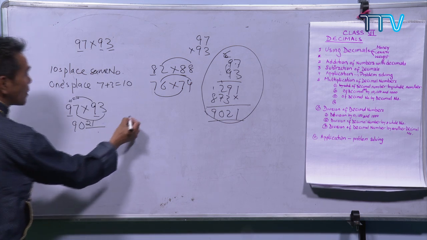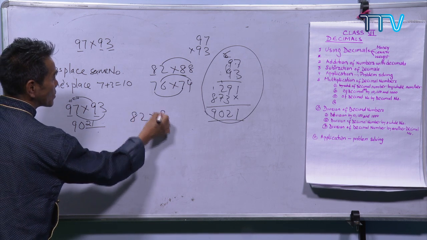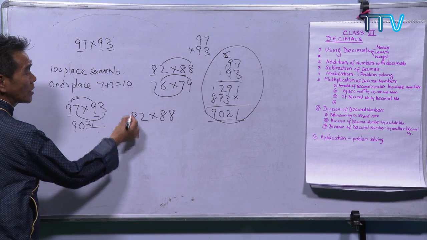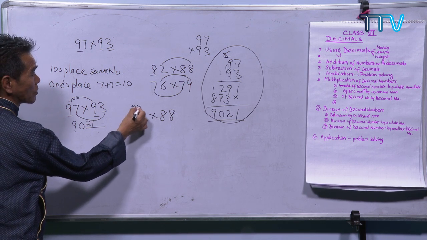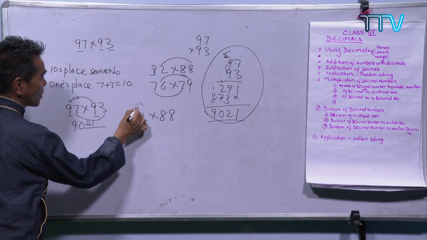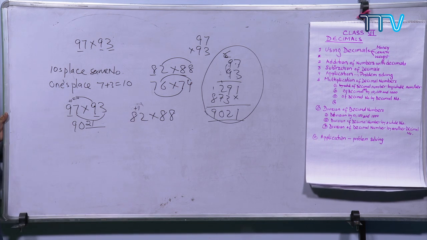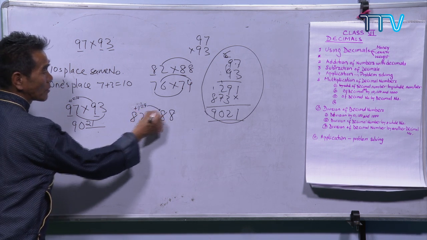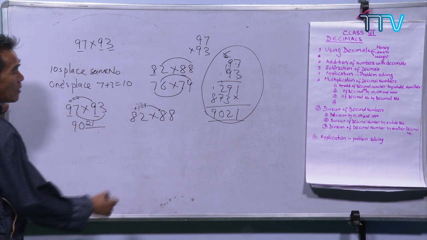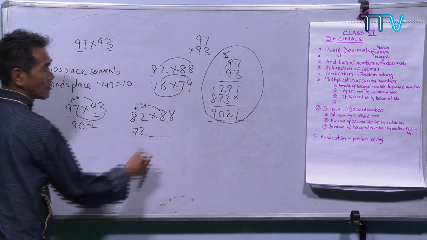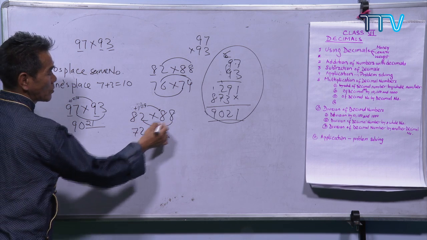For example, if I multiply 82 by 88, the units 2 plus 8 give 10, so the condition holds. So you get 8 plus 1, you always add 1 to the tens digit. So you get 9. 9 times 8 is 72. Now you multiply the units: 2 times 8 is 16. So the answer is 7216.